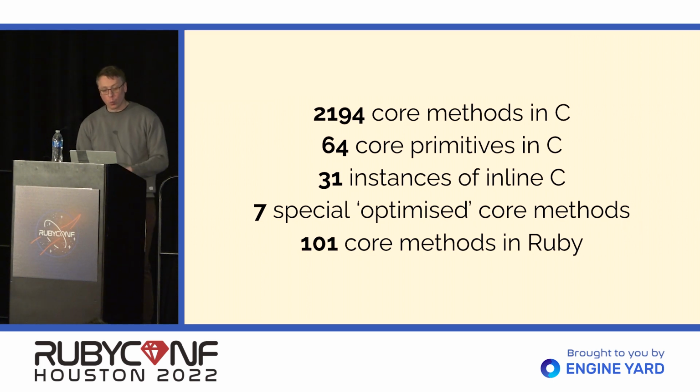MRI has 2,194 core methods implemented in C. So the vast majority are still in C. It's got 64 core primitives, which is a special kind of method implemented in C. The distinction doesn't matter too much. And it's got only 31 instances of that inline C. So it's a great idea, but it's not being used much at the moment. It's got 7 special optimized core methods. Again, the distinction doesn't matter too much. And it only has 101 core methods implemented in Ruby. So it's only taking baby steps towards re-implementing stuff in Ruby. When we talk about some of the advantages and disadvantages, we'll see why that probably is right for the moment.